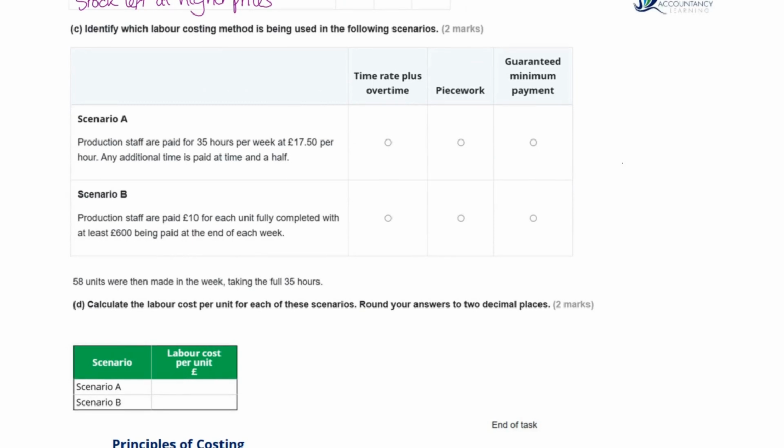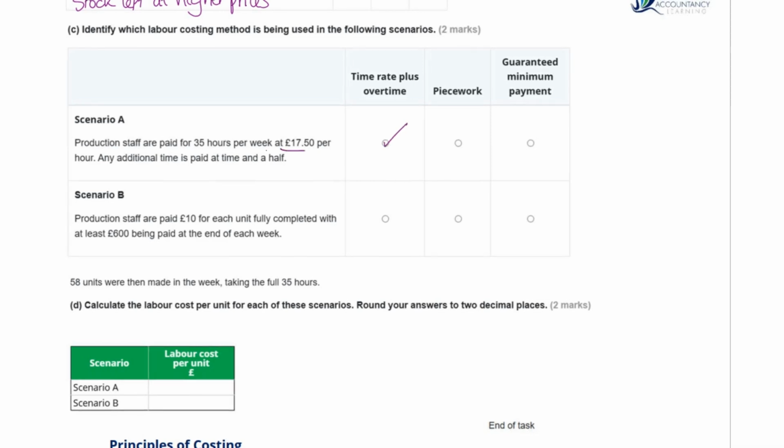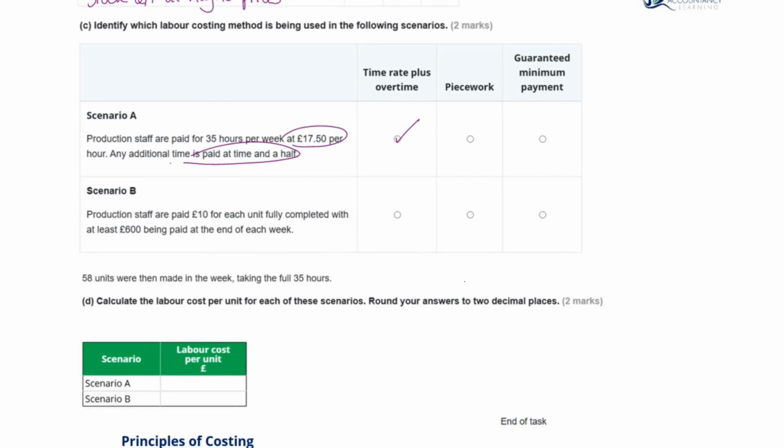Part C, identify which labour costing method is being used in the following scenarios. So we've got 3 to choose from: time rate plus overtime, piecework and guaranteed minimum payment. So scenario A, production staff are paid for 35 hours per week at £17.50 per hour, and additional time is paid at time and a half. So this is going to be time rate plus overtime, so they get their standard pay and additional at time and a half.